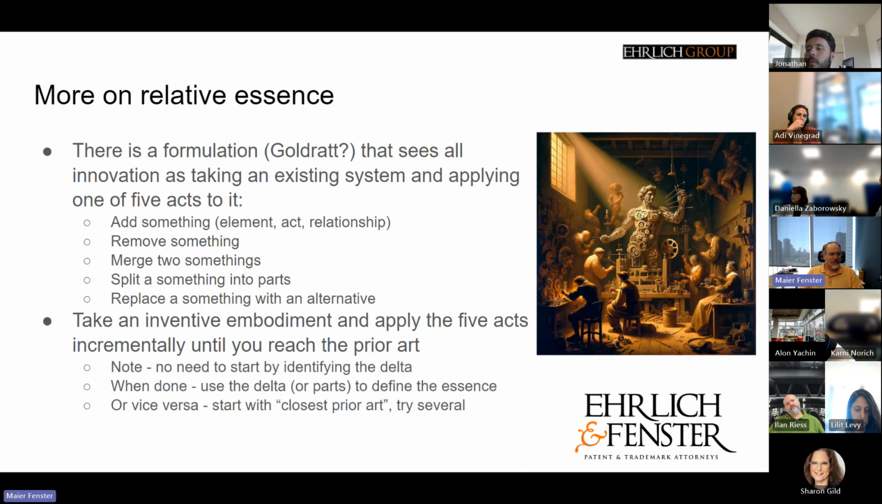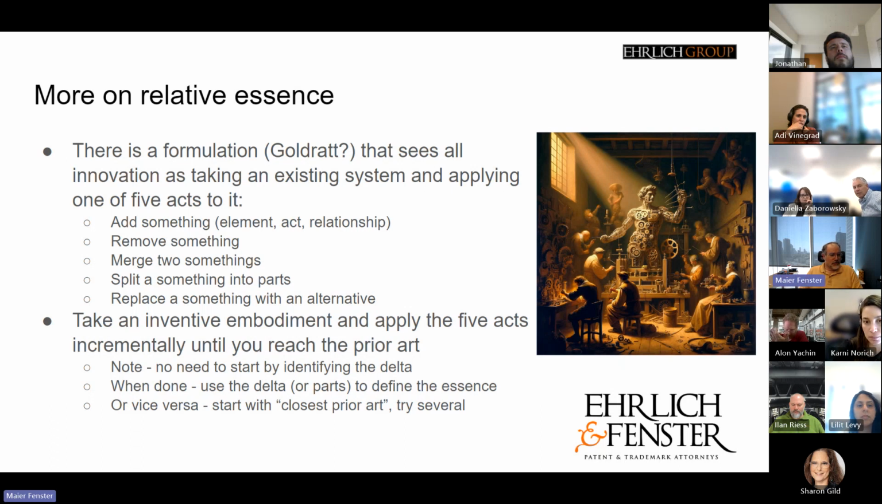A few more things on relative essence, which is more common in our line of work. So there's a formulation, and I couldn't find where it came from. I thought it was Goldratt, who's the father of the theory of constraints. And he considers that innovation is you take an existing system and you do one of 5 things to it. You add something, you remove something, you merge 2 things, you split something into 2, or you replace one thing by another thing.